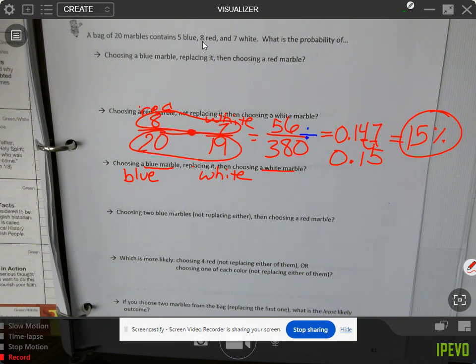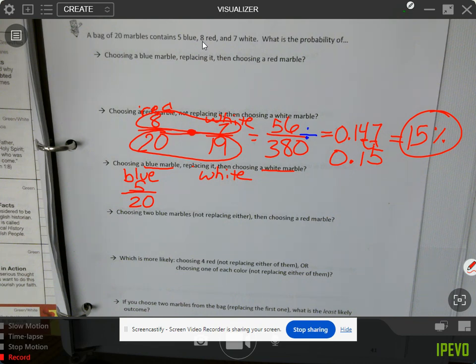What's the probability for the blue, Connor? What's the probability for a blue marble? 5 is not a probability. 5 is how many blue marbles there are. What do I have to write? 5 over 20. You have to get that full fraction.